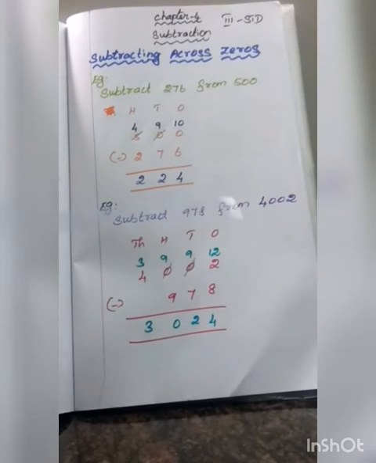So you have to arrange from the ones place: 8, 7, 9. In the thousands place there is no number, so you will leave it. No number means it will be considered as 0. Now start to subtract from the ones place.